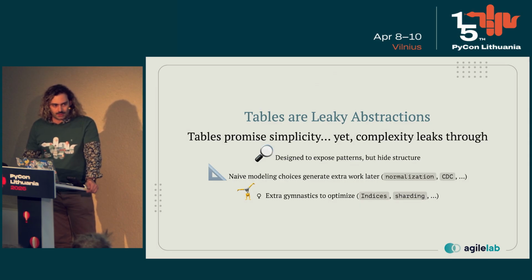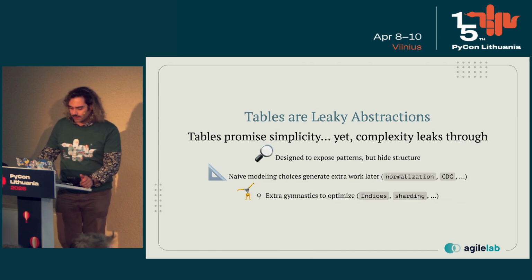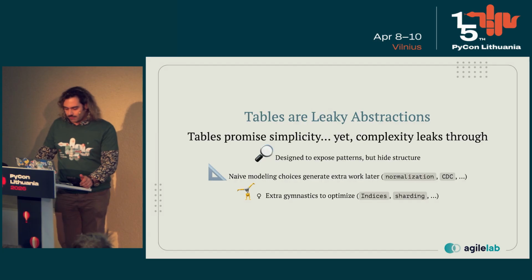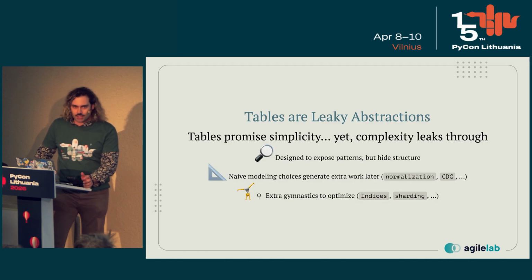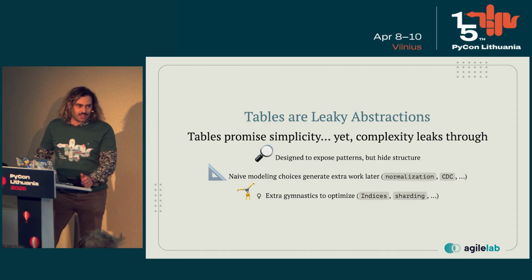What do I mean by that? A leaky abstraction is an abstraction that promises simplicity, but still fails to do so for every detail. So it's designed to expose patterns, but then there is structure that is hidden, not in plain sight. The naive design model can lead you to a lot of work later on.